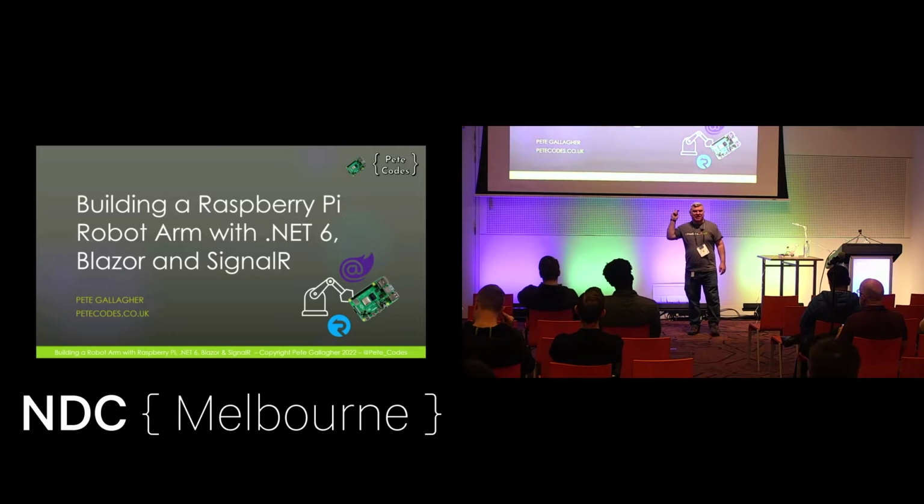So I'm going to talk today about how you can build a robot arm and then use C# and Blazor and SignalR and a couple of other bits to control it.